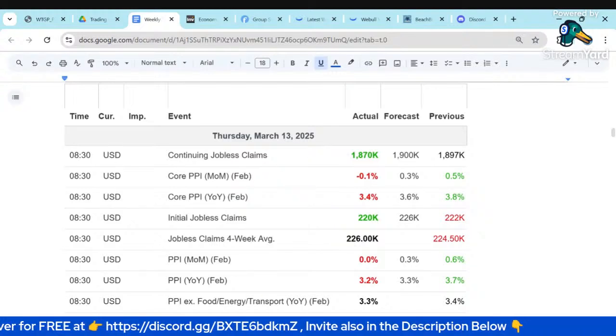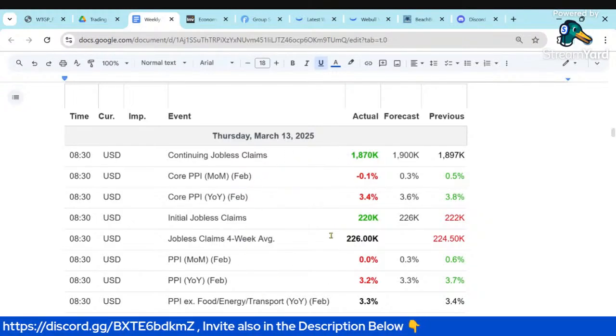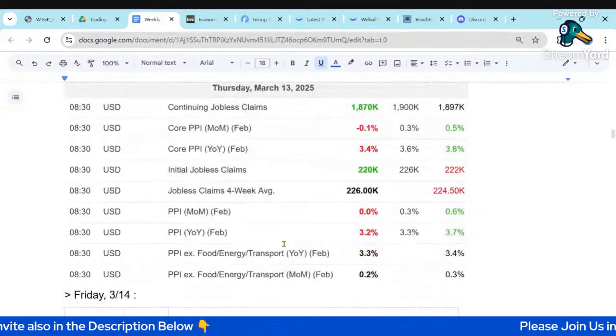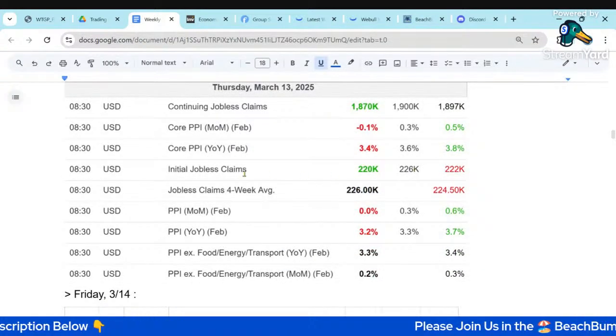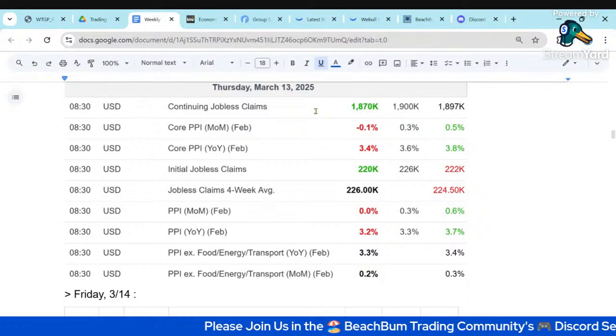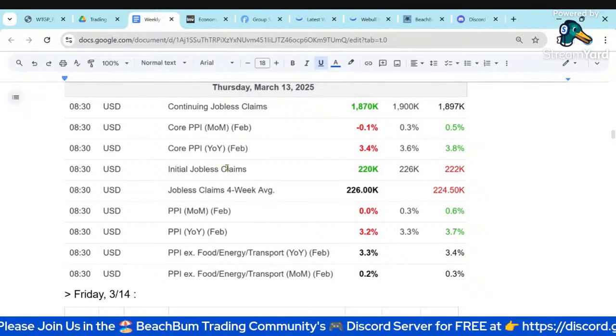Again, that's what the Fed wants to see, cooling inflation. We also got jobless claims data, not bad either. So initial claims, less than expected. Continuing claims, less than expected. So the job market remains resilient.